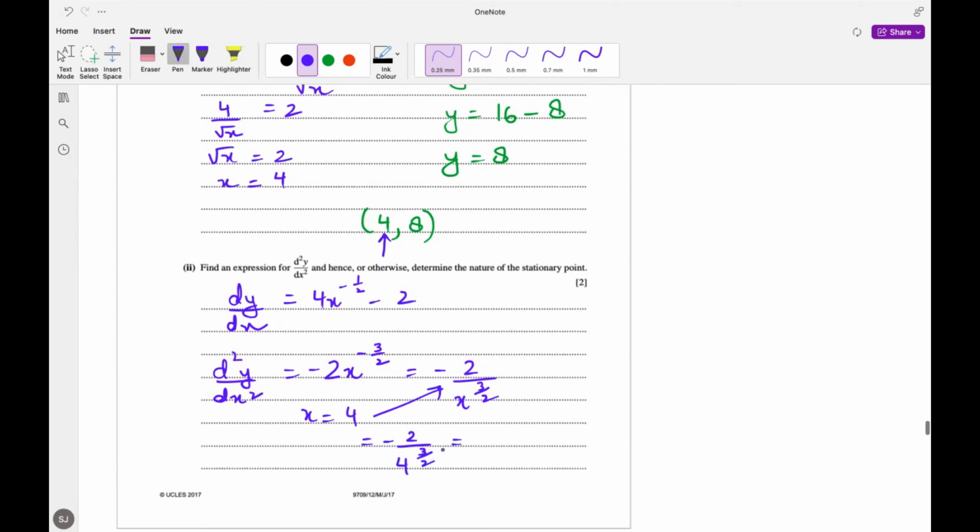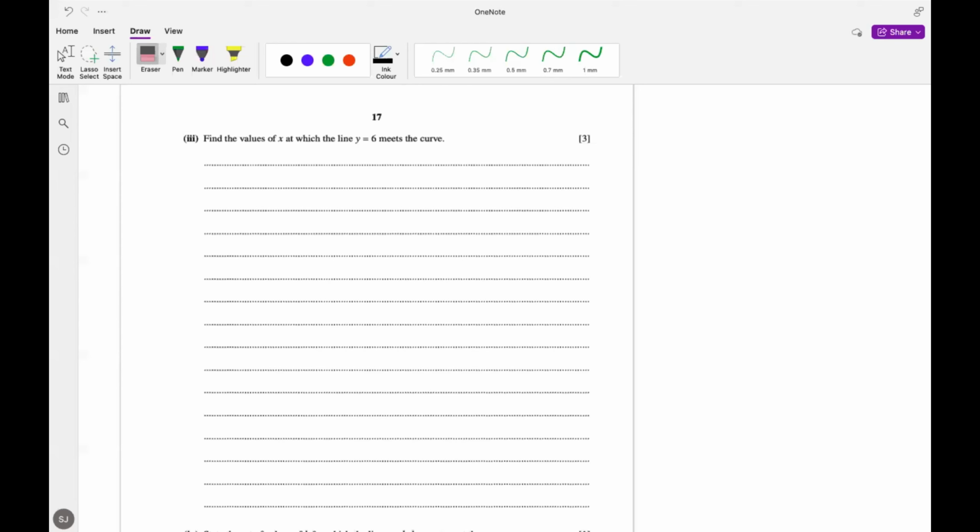So 4 to the power 3 upon 2 will be 2 cube. So root 4 is 2, 2 cube is 8. So minus 2 upon 8. As this is less than 0, we know that this will be a maximum point. So the nature will be a maximum.